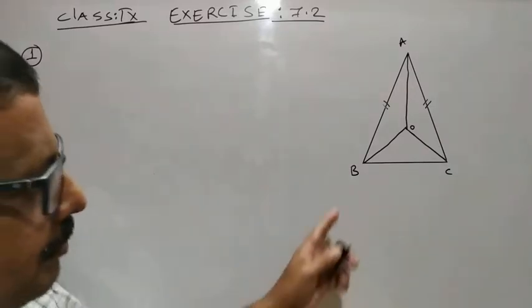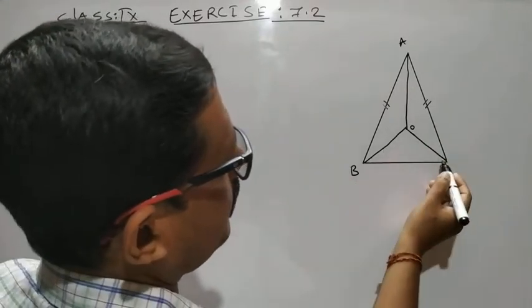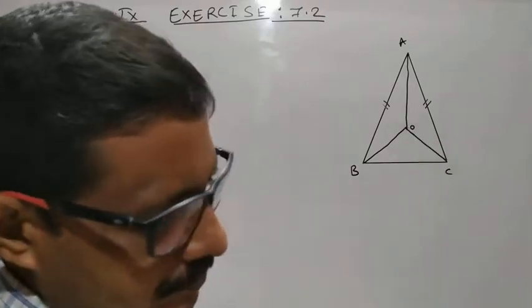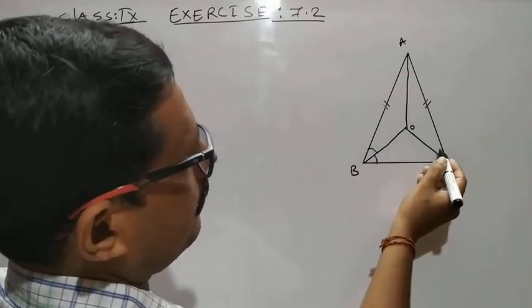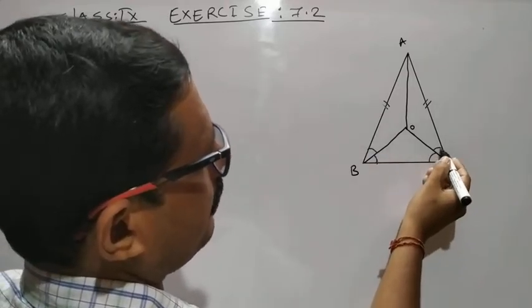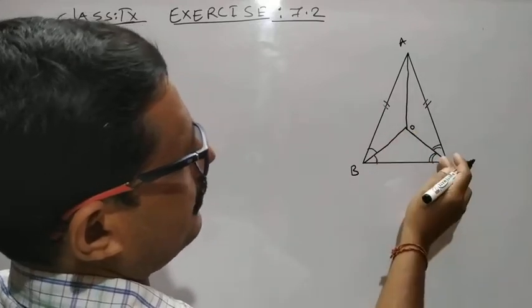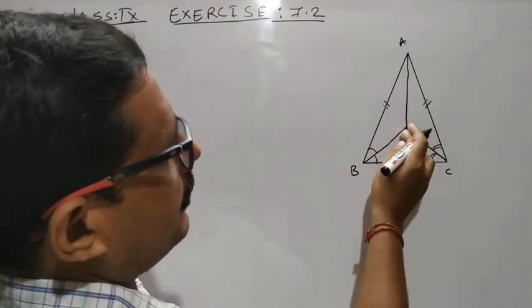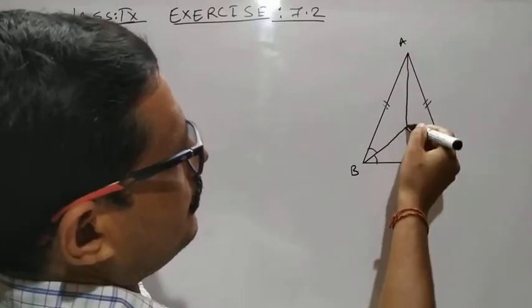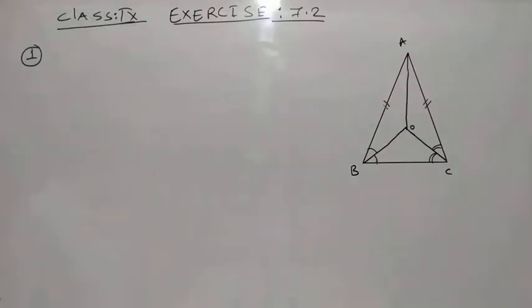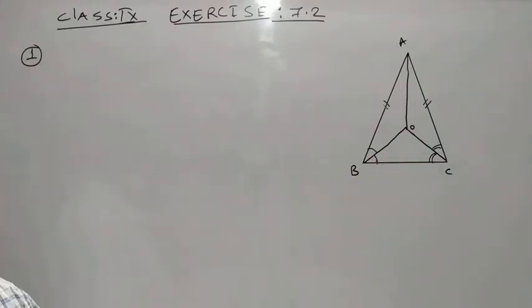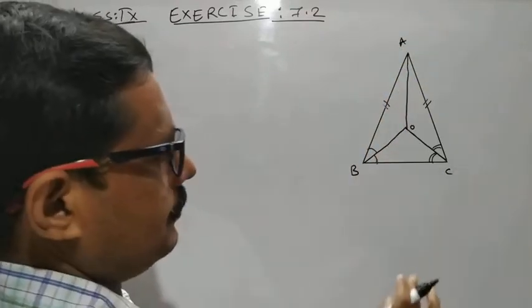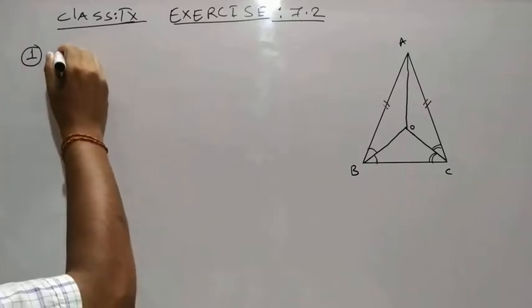The bisector of angle B and angle C meet at O. This angle definitely will be equal to this angle, as these are the bisectors of angle B and C. They meet at O. Now OA is drawn, so we need to prove OB equal to OC and OA bisects angle A. We have to prove these two. So see what is given, solution.